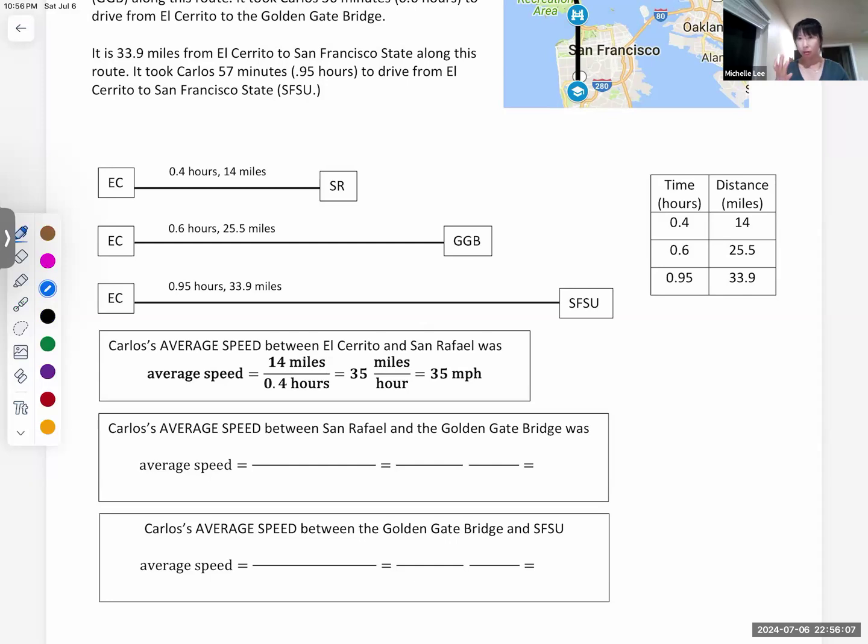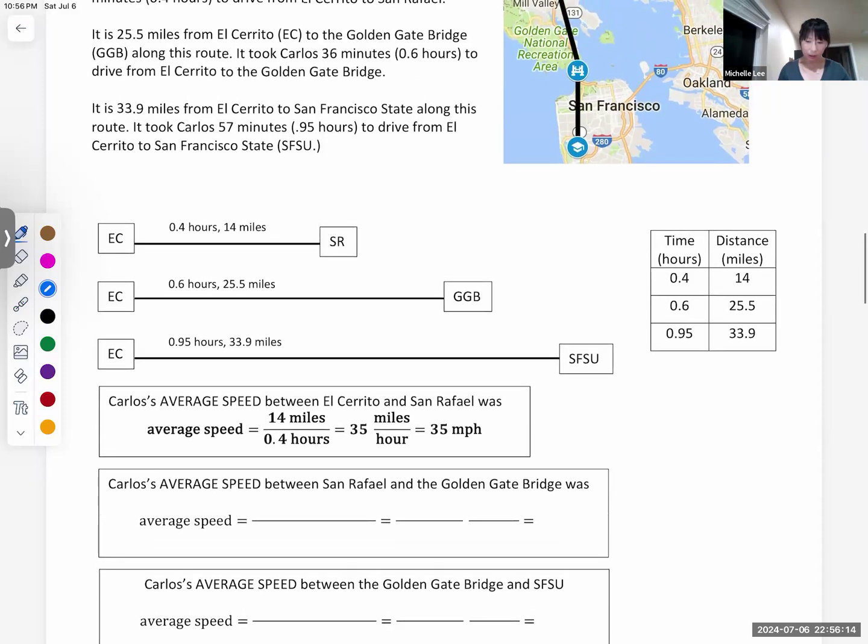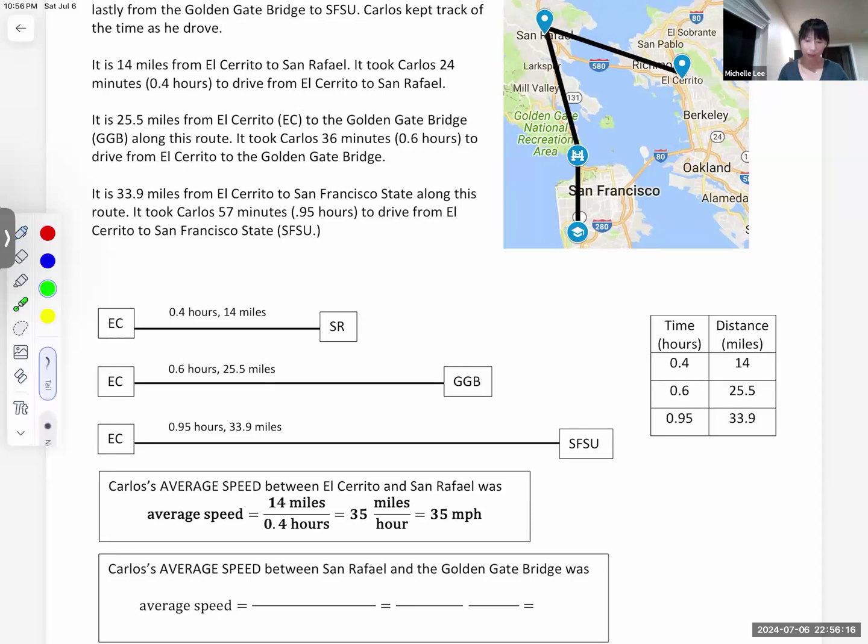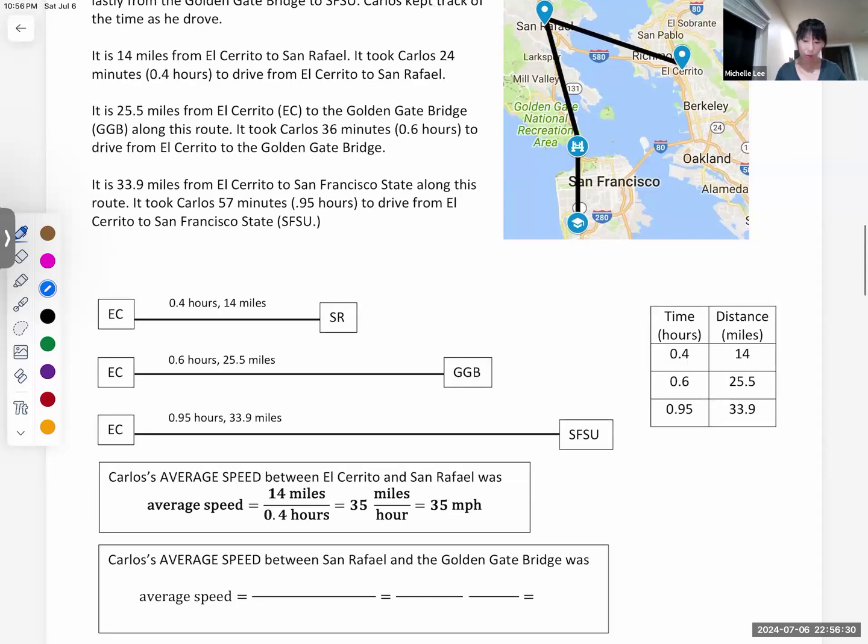So we subtract from, is it better with the map? Here to, subtract from here to here, right? Then we can find from San Rafael to the Golden Gate, right? All right, so let's calculate.